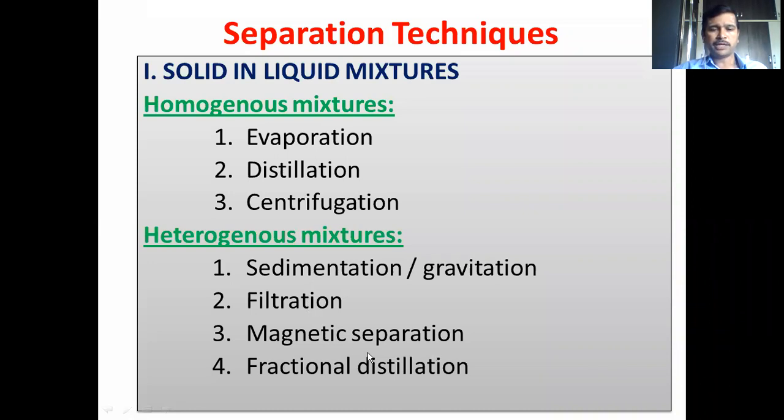And the magnetic separation, this will be done for the separation of magnetic components from non-magnetic components. You assume solids which are present in liquid mixtures, and if these solids are magnetic in nature, you will pass this through a magnet, and all those magnetic compounds will be attracted by the magnet, and all those non-magnetic compounds will be passed freely. So that's how we can separate magnetic compounds from non-magnetic compounds.